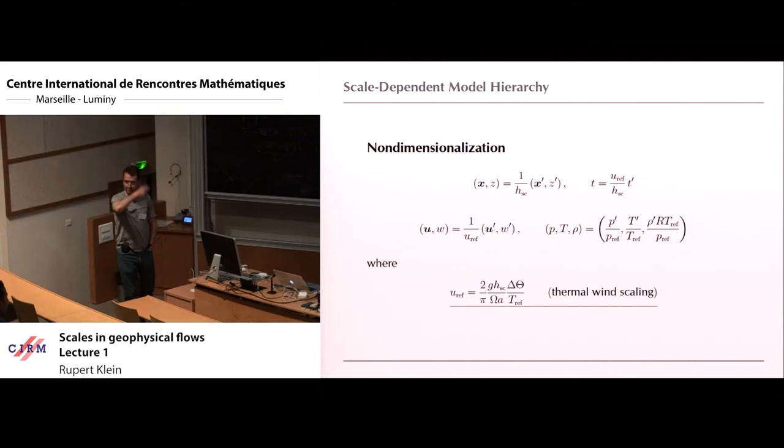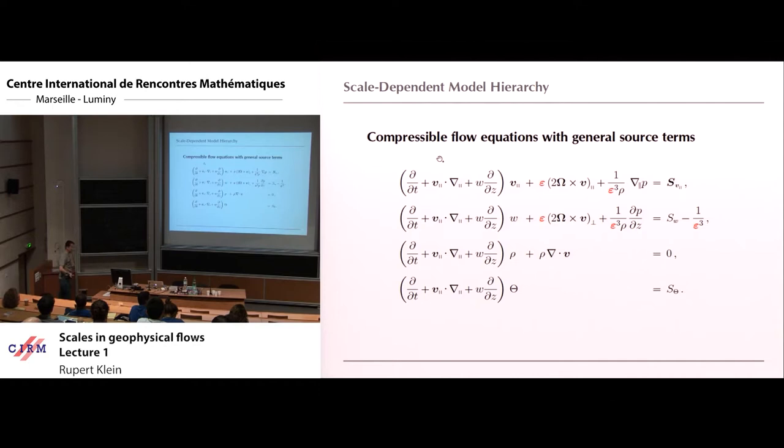Okay, the next step is then to insert everything into the governing equations. I end up with, again, compressible flow equations that now have one parameter epsilon floating around that represents actually the well-known parameters of meteorology, I show that on the next slide. But now this is the equation set I can start doing asymptotics with, letting epsilon go to zero.